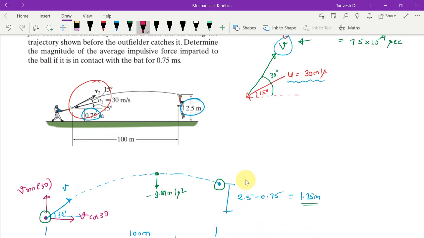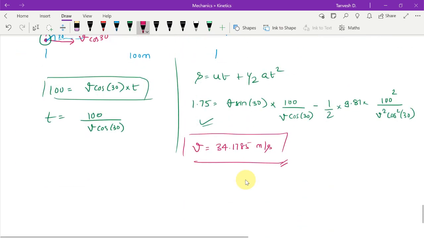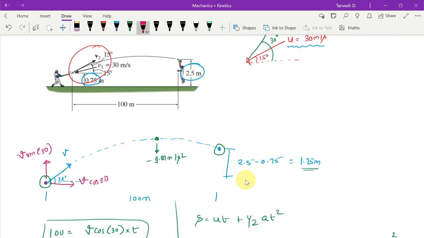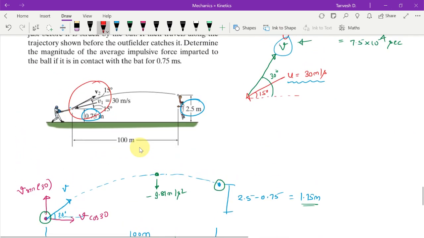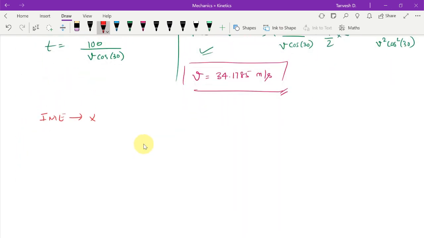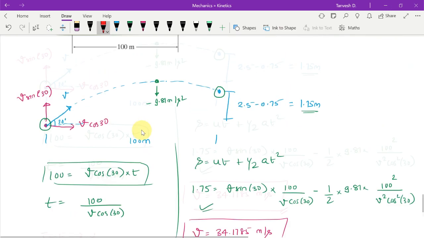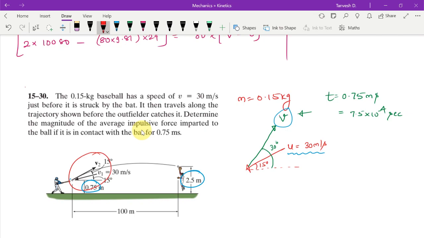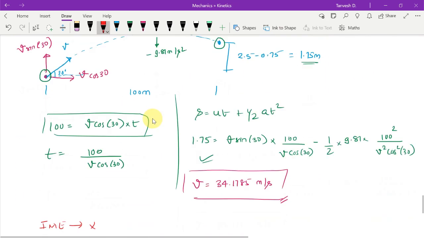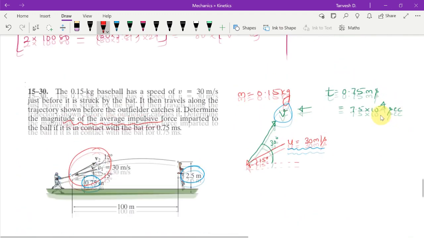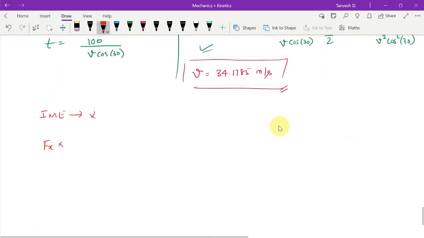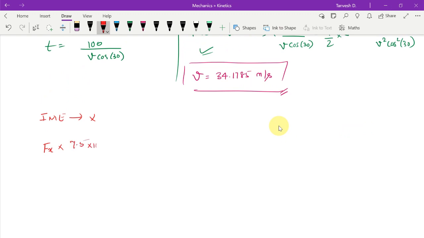Now we are in a position to apply the impulse momentum equations. So I'll apply the impulse momentum equation first along the x direction, and then along the y direction. Impulse momentum equation along x direction, what are the forces here? Those forces we need to determine, right? Fx would be the force, since we need to determine the magnitude of the average impulsive force, multiplied by the time of impact. The time of impact was 7.5 into 10 raised to minus 4 seconds.